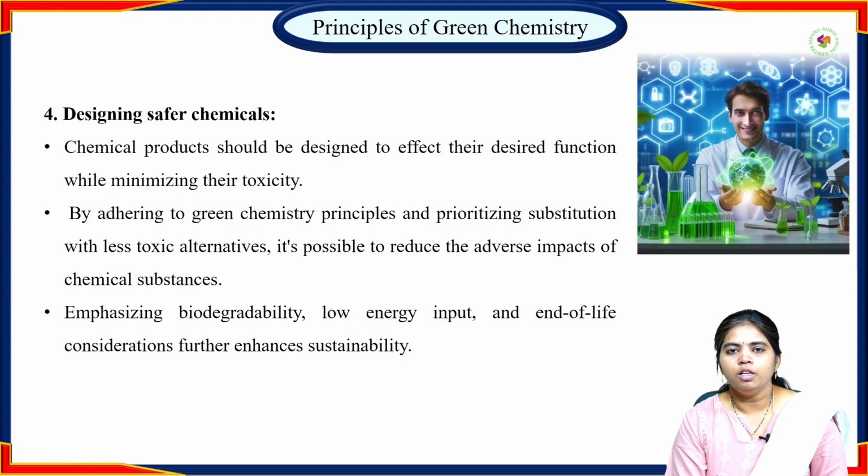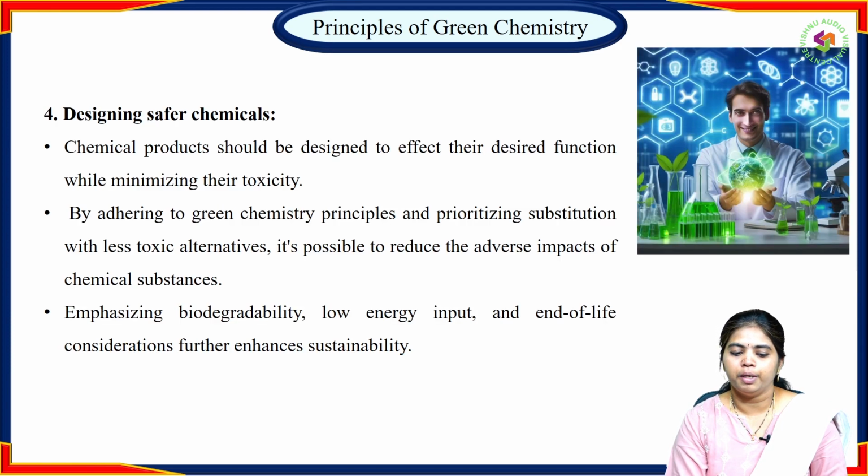So our fourth principle is about designing safer chemicals. Most chemical products need to be designed to affect their desired function while minimizing toxicity. By adhering to these green chemistry principles and prioritizing substitution reactions with less toxic alternatives. In most reactions, we use hazardous substances. In order to eliminate them, we can incorporate greener or less toxic reactants into those reactions, whereby we can reduce the adverse impact of those chemical substances.